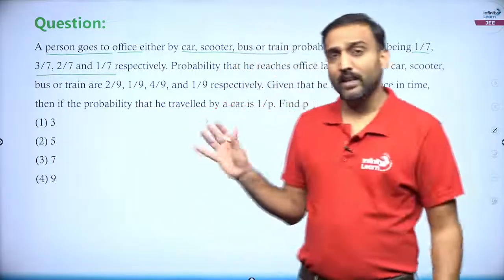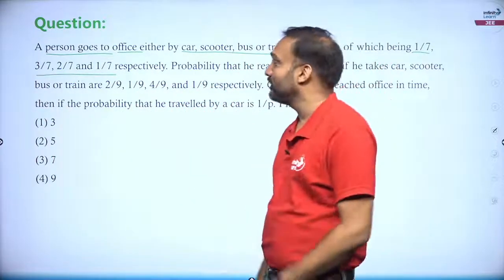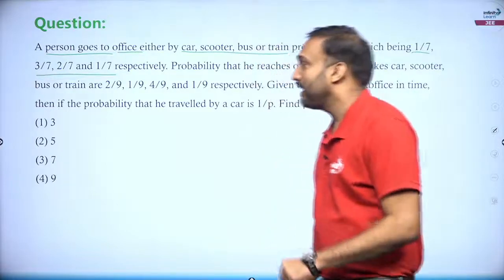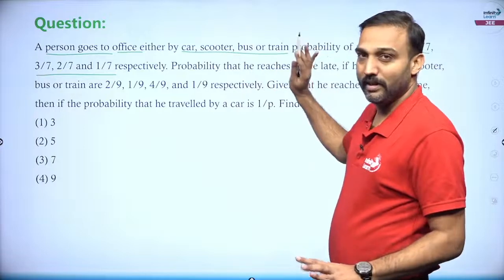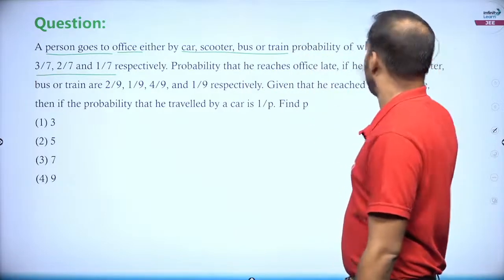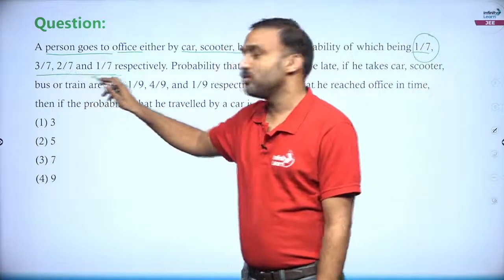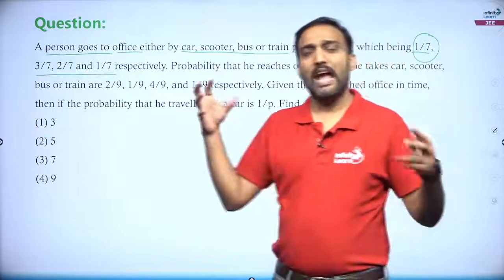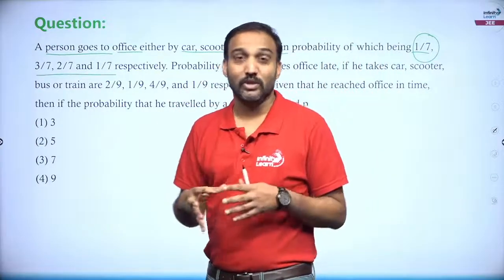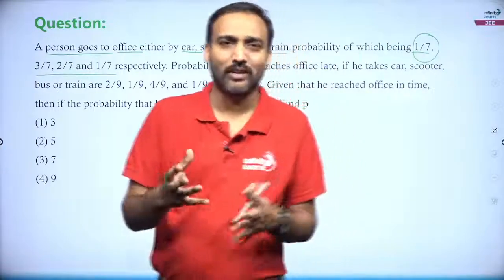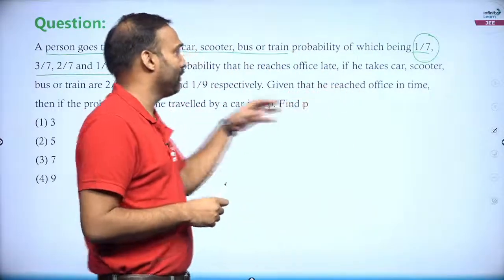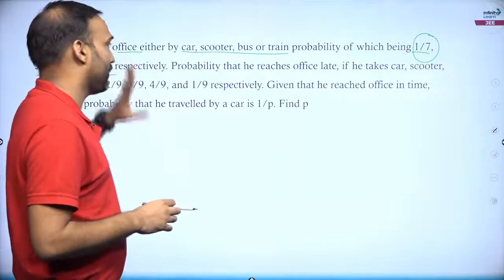Now there are many conceptual understandings from this particular example. Let me help you out. See, this person goes to the office either by car, scooter, bus or train. Look at their probabilities: 1 by 7, 3 by 7, 2 by 7, 1 by 7. If you add all these probabilities, the sum would be 1. And it has to be 1, right? Because the sum of all the probabilities should be 1.